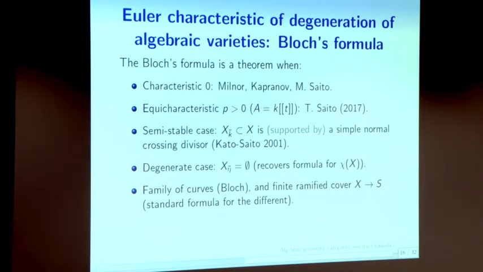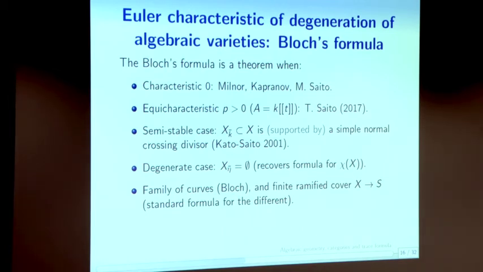In characteristic p, so mainly when A is formal power series over a field, there is a very recent work of Saito that proves the formula, and it's based on Beilinson's theory of singular supports for étale sheaves. There is a fundamental work of Kato and Saito in 2001 where they proved the formula under the condition that if you look at the special fiber inside the total space, you want this to be a simple normal crossing divisor, or supported by.